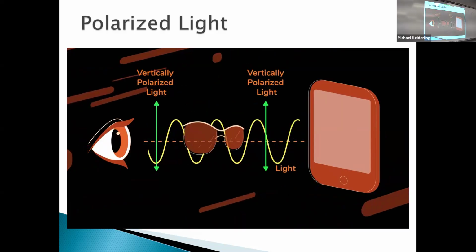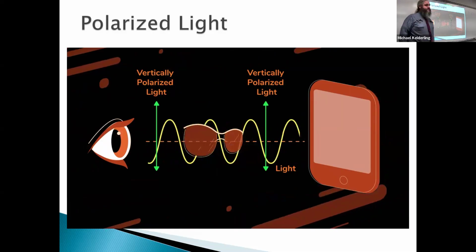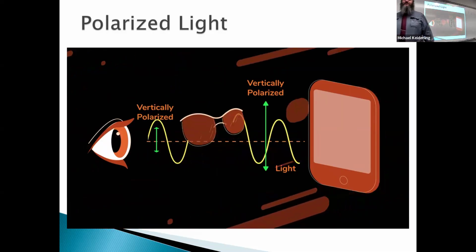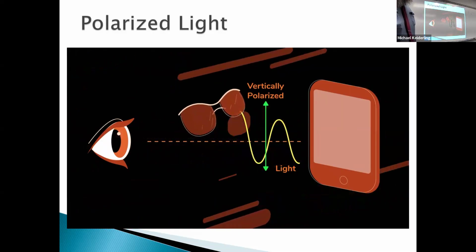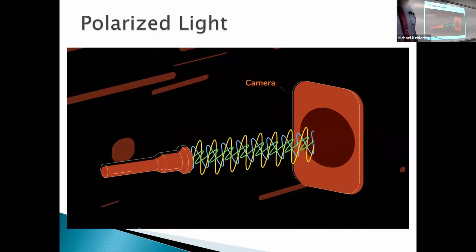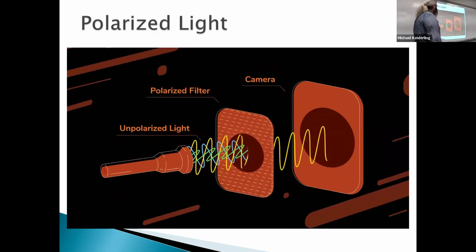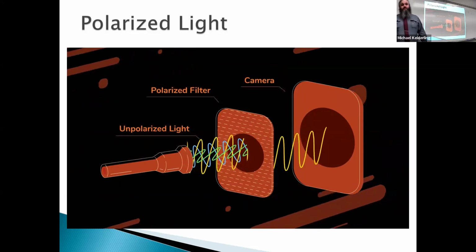Your polarized sunglasses are a polarized filter. Here, they let vertical polarization through. If we rotate them, almost all the polarized light gets blocked. Light produced by a torch is unpolarized. When we place a polarized filter in between, the light becomes polarized.